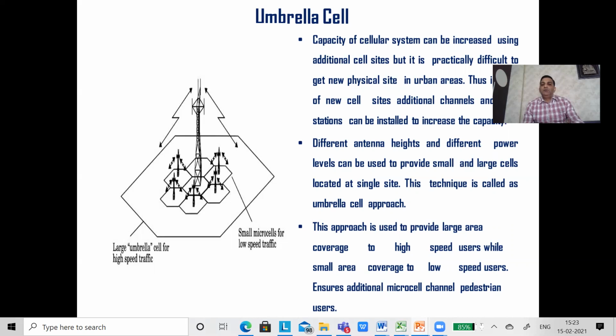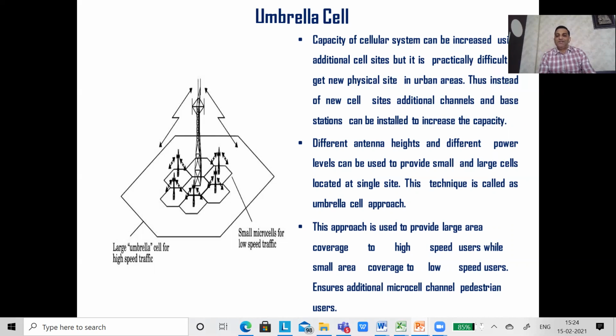Come to the next point, which is the umbrella cell. So what do we mean by umbrella cell? The capacity of a cellular system can be increased using additional cell sites, but it is practically difficult to get new physical sites in urban areas. Thus, instead of new cell sites, additional channels and base stations can be installed to increase the capacity.